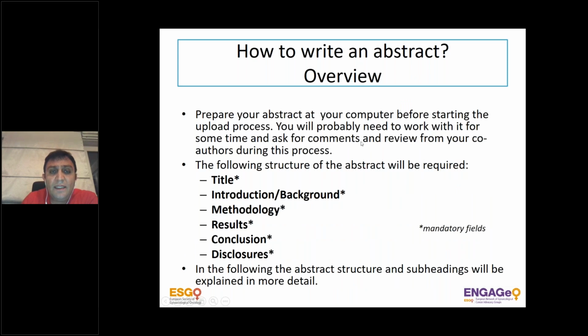So this is again the overview, and I told you before the upload process: you open a Word file and then you start to write, get your feedback, finalize, and then submit after all revisions. And in the ESGO, you have at least 6 main headings that your abstract should include. This is the title, introduction and background, methodology, results, conclusion, and disclosures.